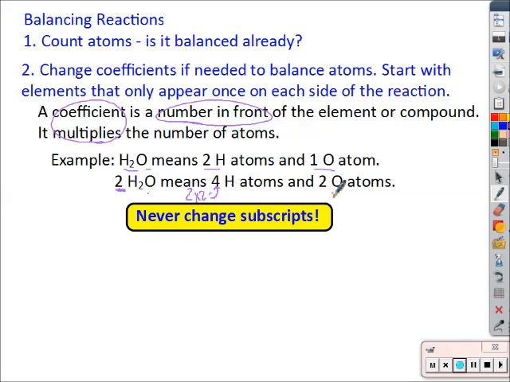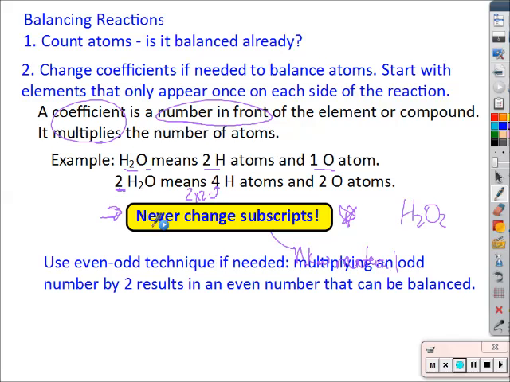I never change the subscripts. Never change the subscripts. So I can't decide to balance this by adding a 2 here, because H2O2 is much different than H2O. H2O2 is hydrogen peroxide, the stuff you put on your cuts in that brown bottle. You don't want to drink it. It's a different material. Change the subscripts, you have a new material. And I don't want a new material, I just want a different number of the material.